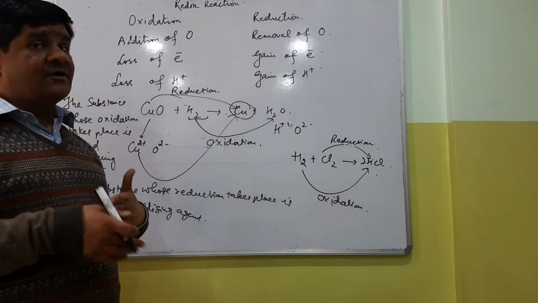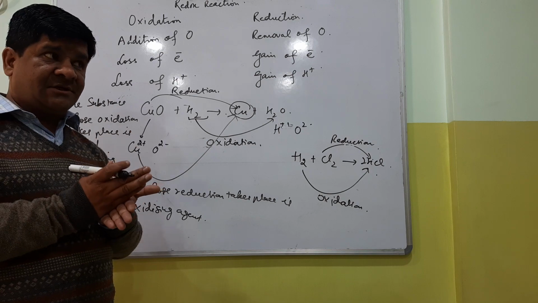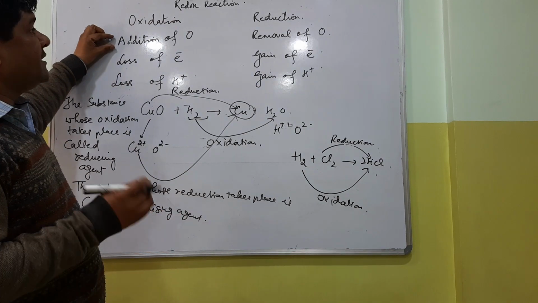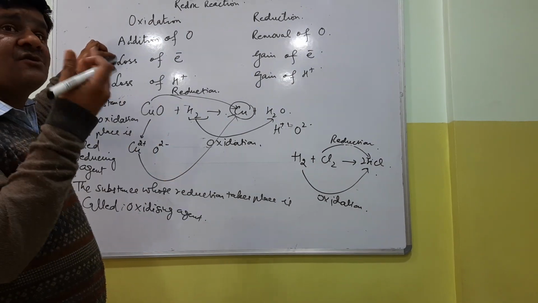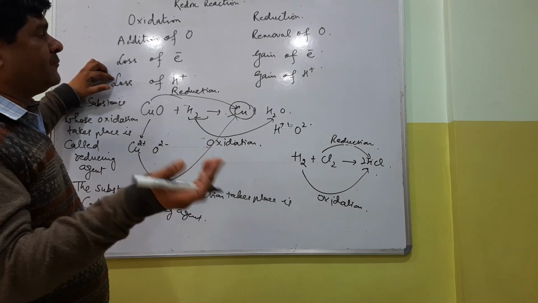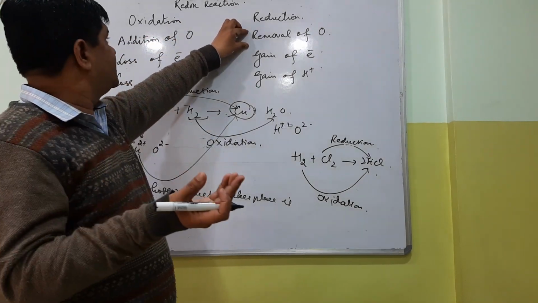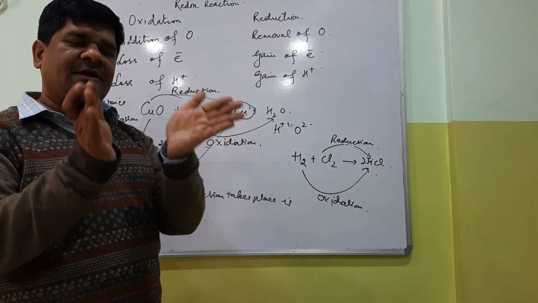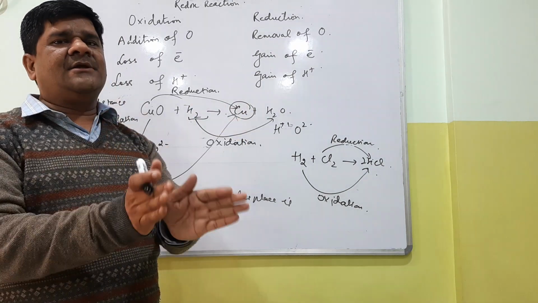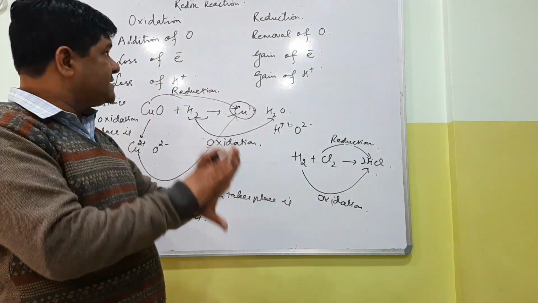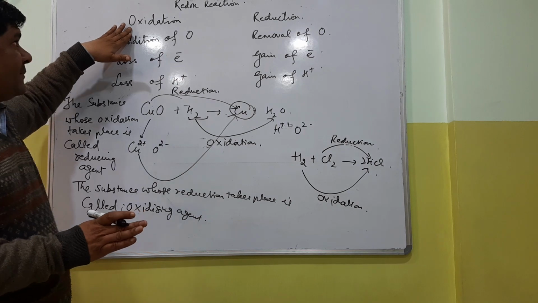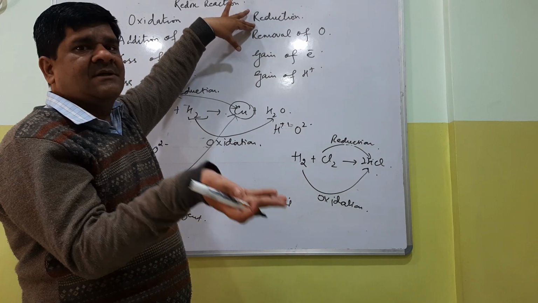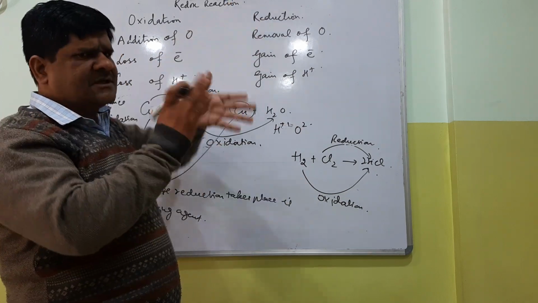Again, I am just recalling what we have done just now. Redox reaction is divided into two parts: oxidation and reduction. Oxidation is addition of oxygen, loss of electron, loss of proton. Reduction is removal of oxygen, gain of electron, gain of proton. When oxidation and reduction take place simultaneously, it is known as redox reaction. The substance whose oxidation takes place is called reducing agent, and the substance whose reduction takes place is called oxidizing agent. Just the reverse.